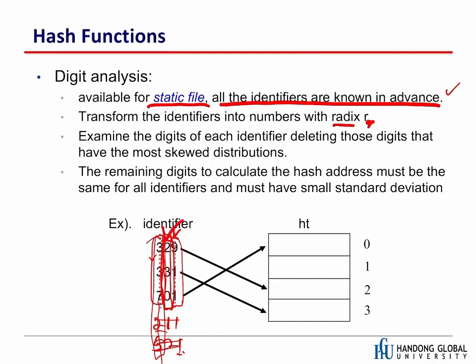Okay, and then based on this digit, this one goes to 0, this one goes to 3, this one goes to 2. And we don't have to use just one digit, right? So if we have like 10 digits as an identifier, then we can choose a few digits based on this distribution of the digits. Then we can use them. Okay, again, we can apply this approach when all the identifiers are known in advance.